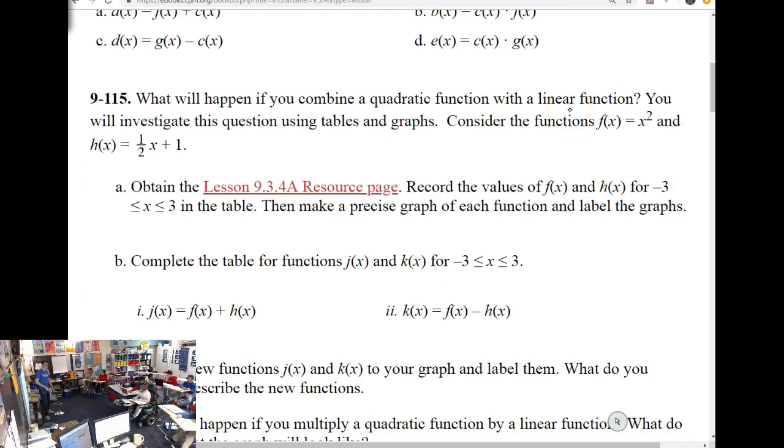So if we combine a quadratic with a linear, so like x squared, our parent function, quadratic, and 1 half x plus 1. So we're going to go ahead and follow our directions here, through that domain of negative 3 to positive 3. And then look at what happens when we add the functions together or subtract one function from the other. I'm going to give you a few minutes to do this, so engage. Dive in.